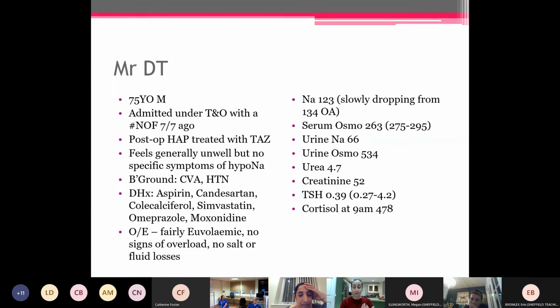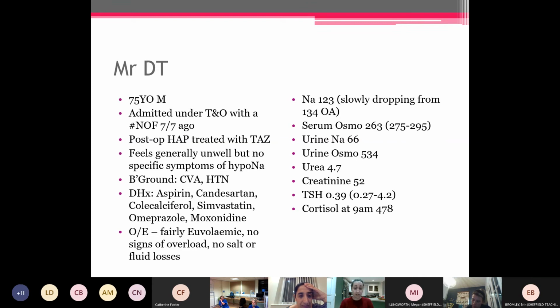So if he was septic, then we might be thinking that he was febrile, sweating out his salt, which could cause it. But he's on examination, I've not mentioned his obs actually, but let's say he's sort of recovering from his HAP, but he has still got that HAP on the chest X-ray, and he's euvolemic with a raised urine sodium. So this is one of those patients that you might actually be thinking of SIADH.